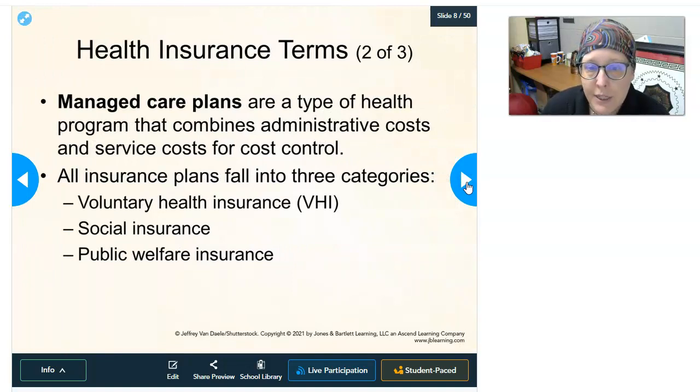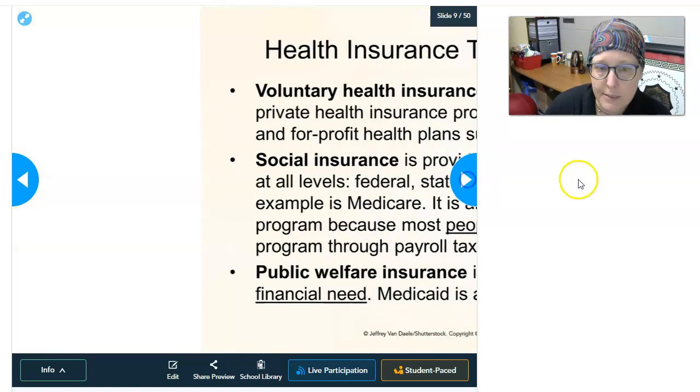All right, so managed care plans are a type of health program that combines administrative costs and service costs for cost control. They're usually like big plans with lots of hospitals involved in it. Their terms are slightly different than those of your regular health insurance plans. All insurance plans fall into 3 categories. They're either voluntary health insurance, social insurance, or public welfare insurance. So we're going to look at each of these.